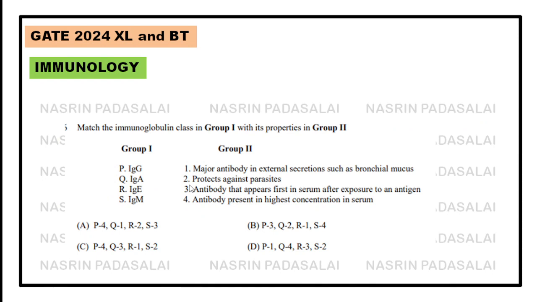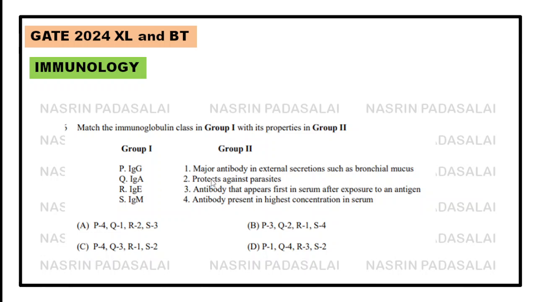Okay, next. This is an immunoglobulin match the following type of question. IgG is the antibody present in the highest concentration in serum, so you can simply eliminate option B and option D. Considering option A and option C, IgA is the major antibody in external secretions like bronchial mucus. So Q is 1, and you can eliminate option C. The correct answer is option A.